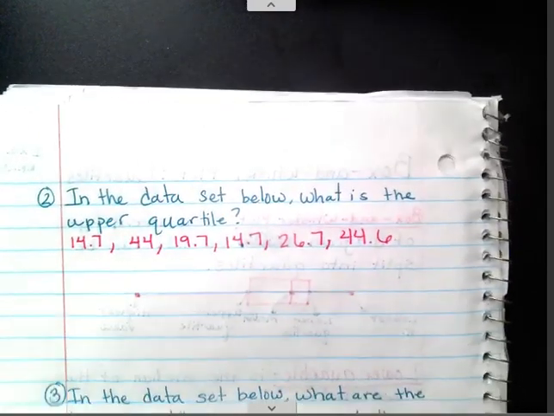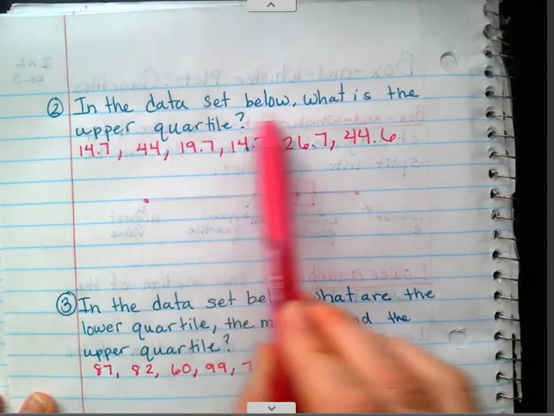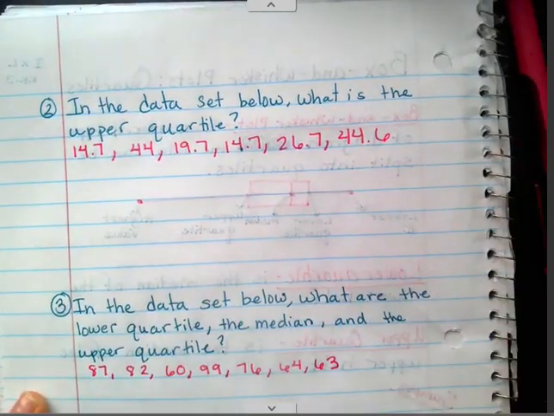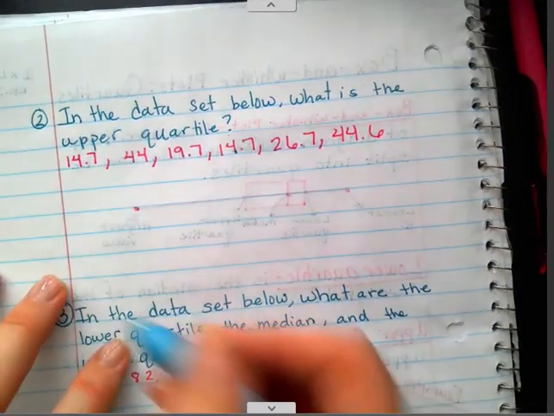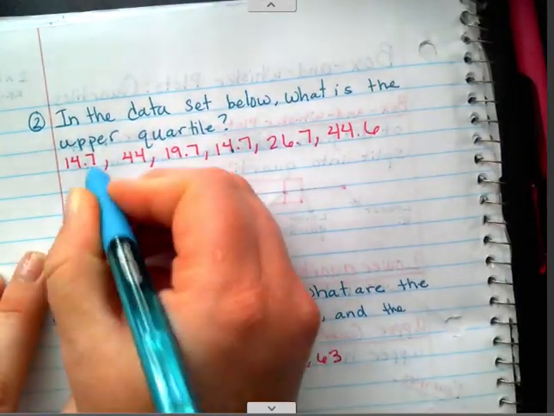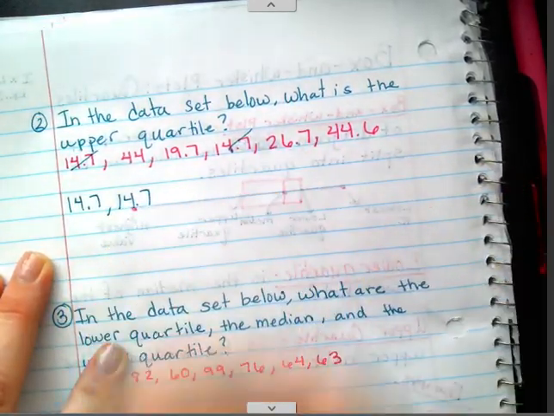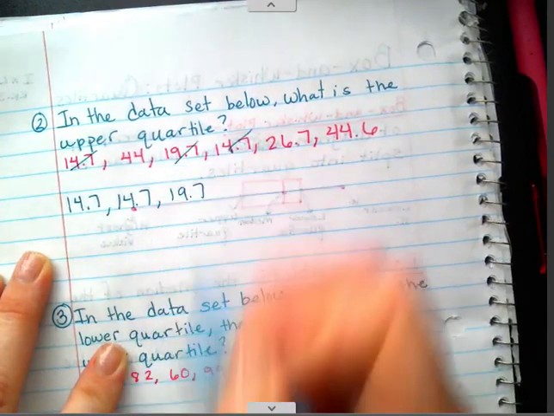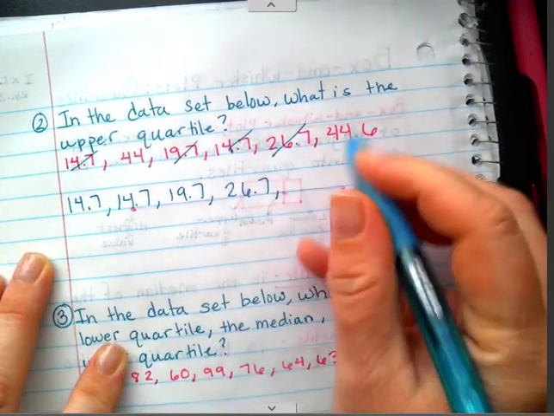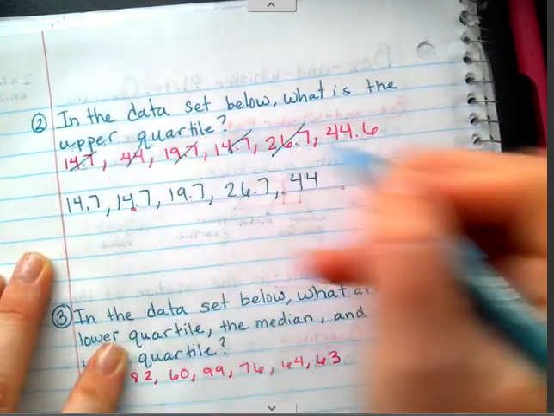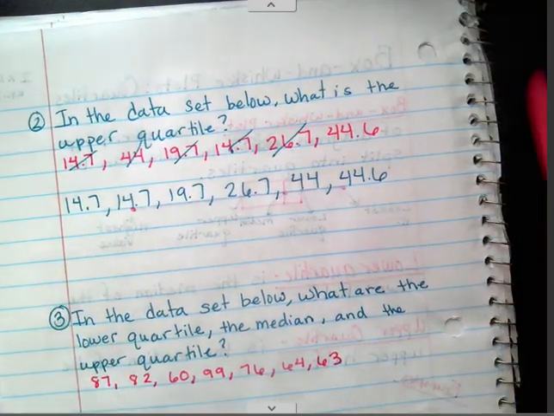So in example number 2, same kind of question, just so we have some decimals here. In the data set below, what is the upper quartile? Again, remember, you're going to order the data from least to greatest. So let's go ahead and do that. 14.7. I think there was another 14.7. And then 19.7, and 26.7, 44, and then 44.6.